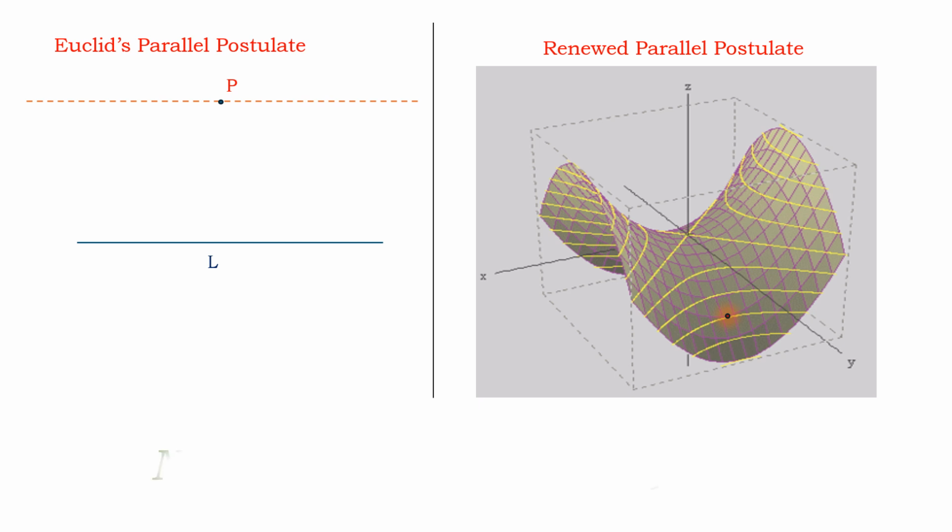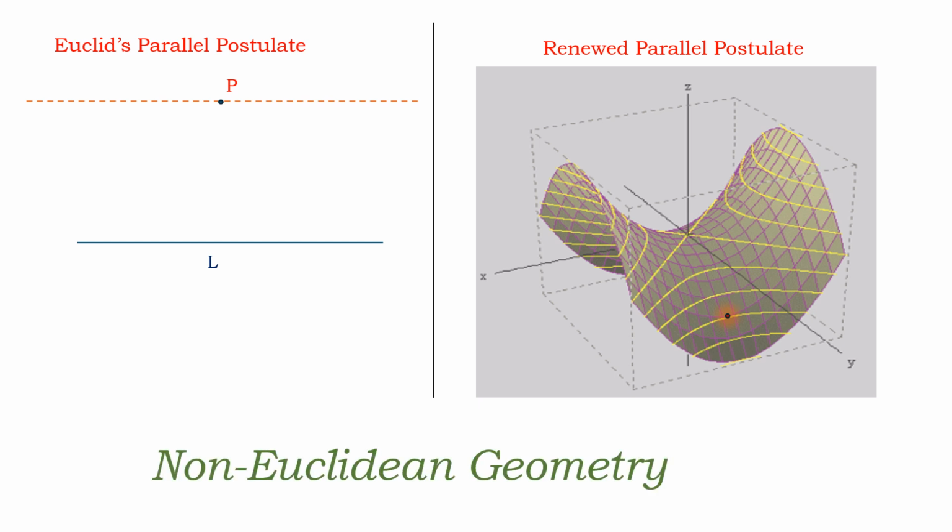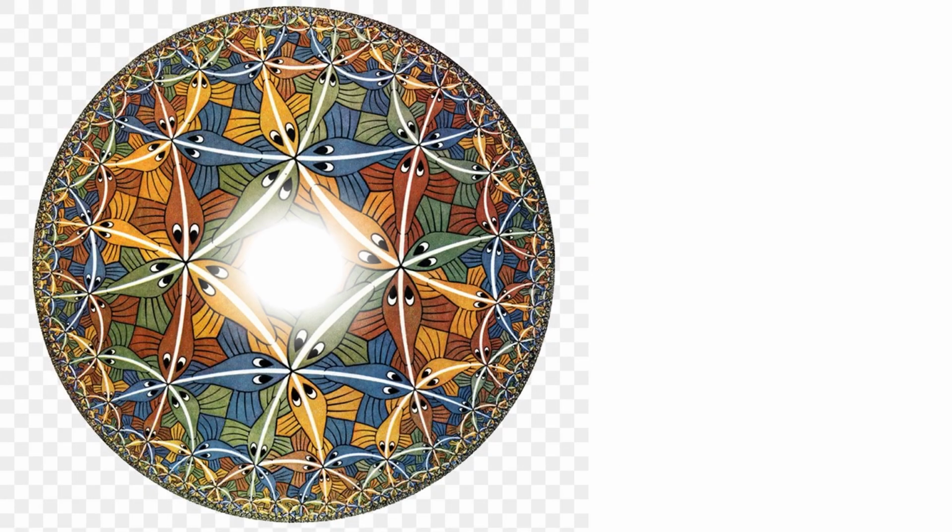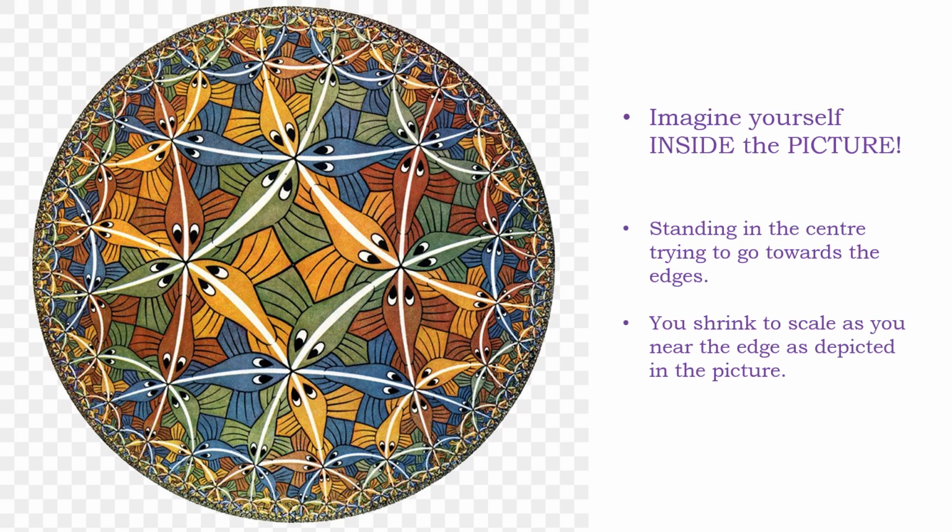These kinds of geometries where weird things happen are called non-Euclidean geometry. This bigger family includes hyperbolic geometry as well. A beautiful visualization of hyperbolic geometry is this picture. Imagine yourself inside the picture, walking towards the edges starting from the center, and as you get closer to the edge you shrink to scale as depicted. That's exactly what a person on the hyperbolic surface will feel.